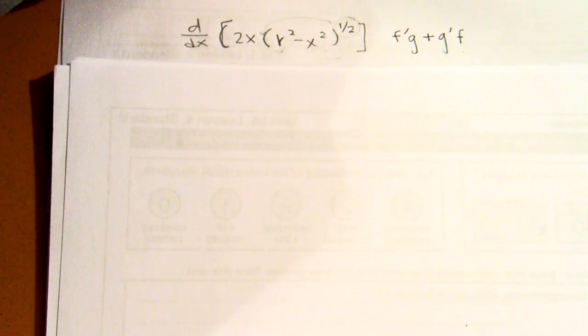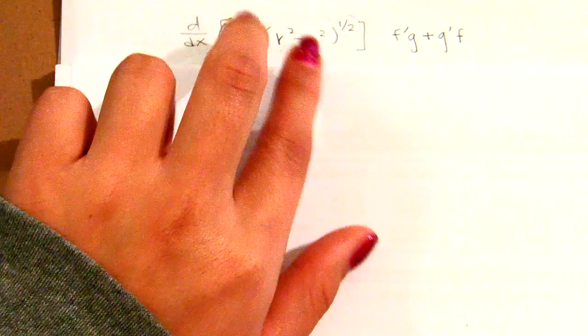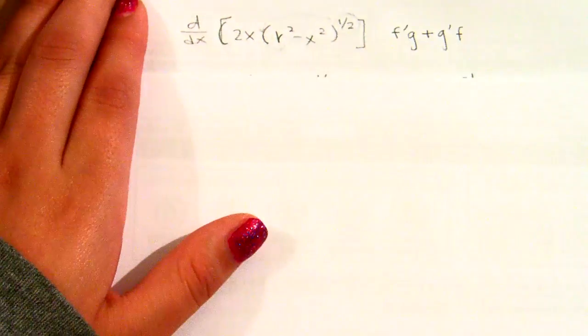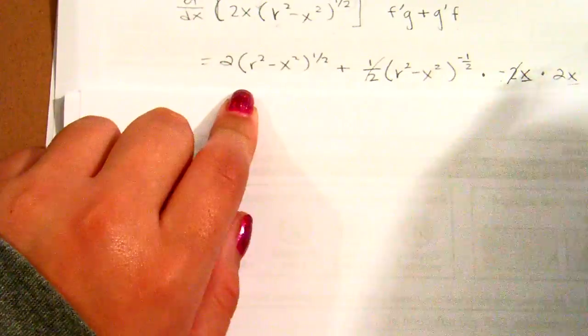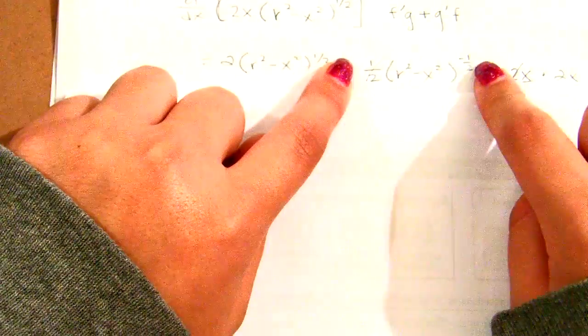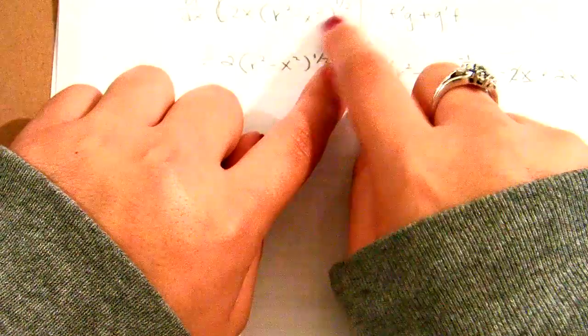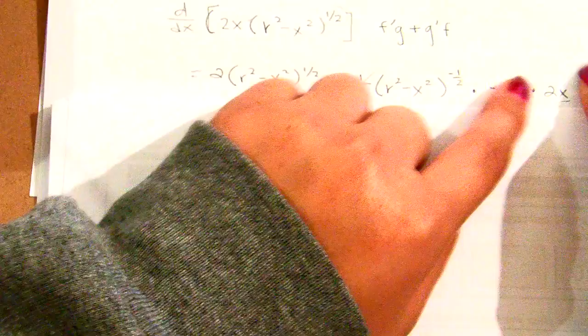Okay, so first we take the product rule. We use a product rule because there's two functions being multiplied. So this is what you get once you use a product rule. So here's the derivative of the first times the second, plus the derivative of the second, and use the chain rule because there's two functions, so the derivative of the second times the first.